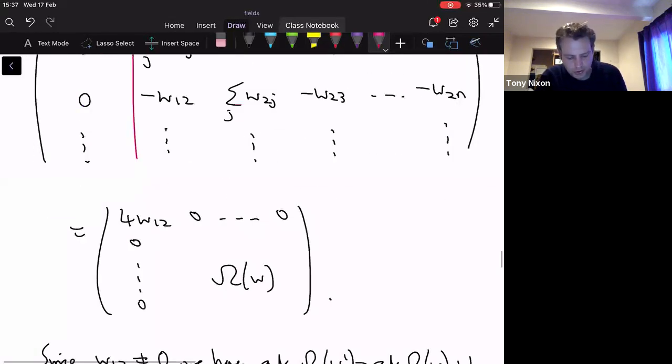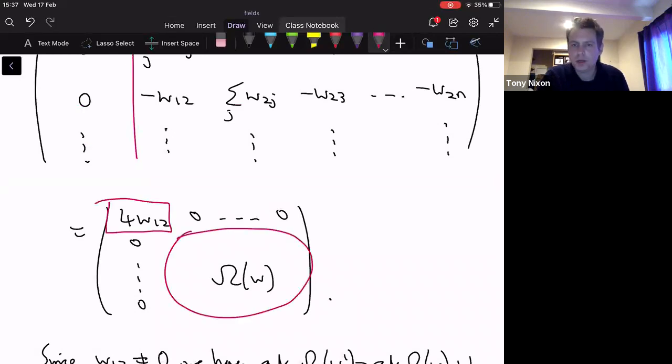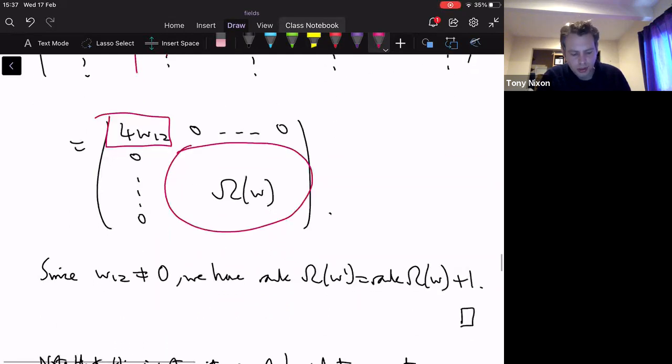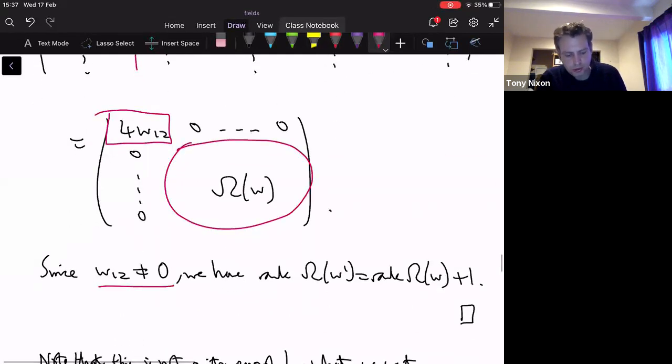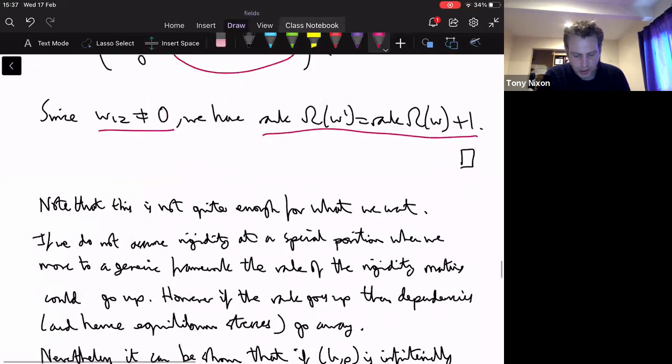So it's very obvious that the rank of this matrix is the rank of the original thing plus the rank of this 1 by 1 submatrix, but we chose to subdivide an edge omega 1, 2 where the stress was non-zero. So because that was non-zero, we definitely add a 1 to the rank and we get the rank change we want. Okay, so hopefully that's okay.